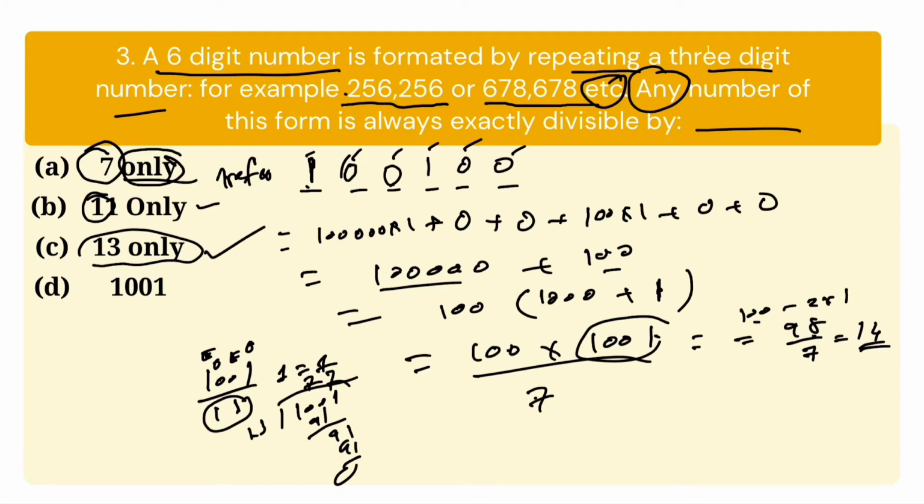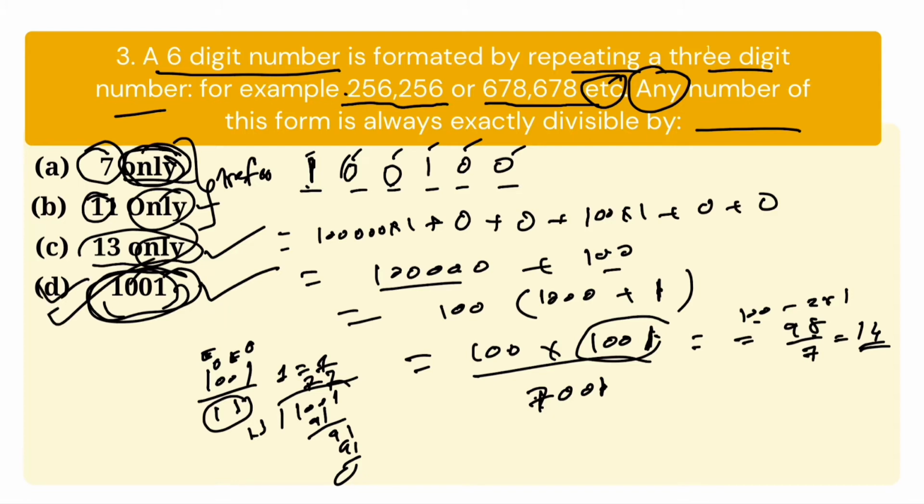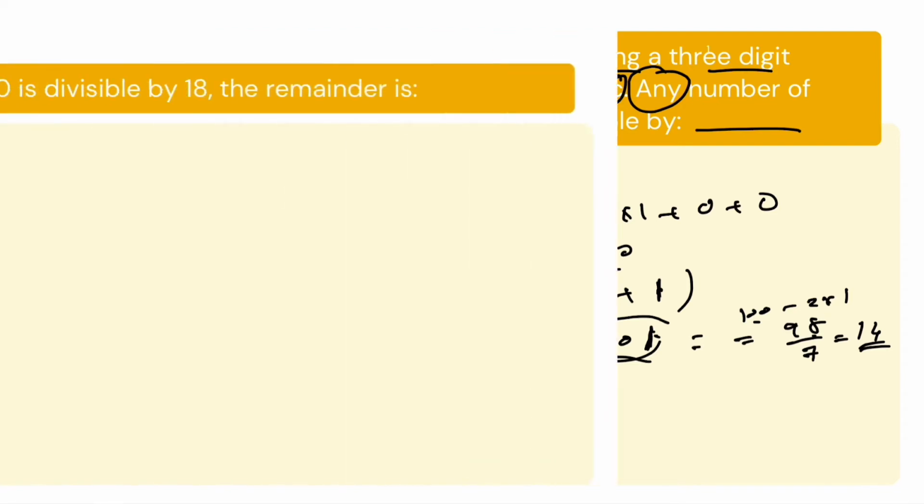And the last option, they didn't mention "only" here, they said it is divisible by 1001. Yes, it's clear, 1001 is here and it is obviously divisible by 1001. So the first three options are also right, but as they mentioned "only" there, we are not taking these three options. The best option is the fourth option, because we don't have "only" here, and this is 1001. Hence the answer is option D. Okay, fine. We'll move to the next question.